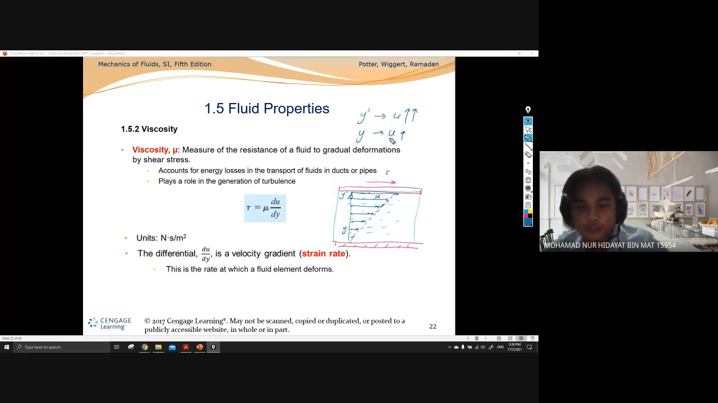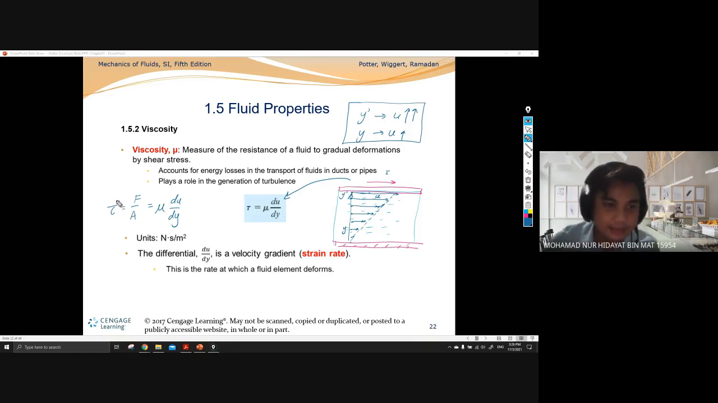Because of this, they try to form the relationship from this whole picture into this picture. So tau is basically force over area. Now convert into mu du over dy. Tau here is shear stress, and du here is the change of u. Can you see here we have u and we have y?